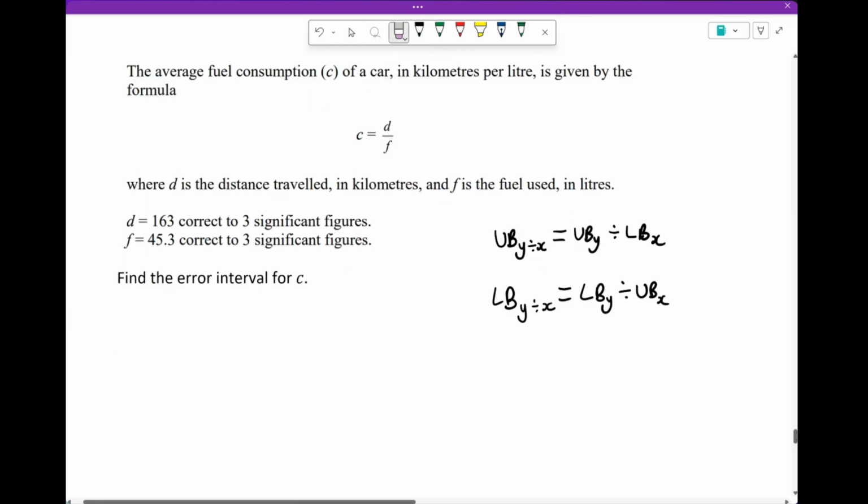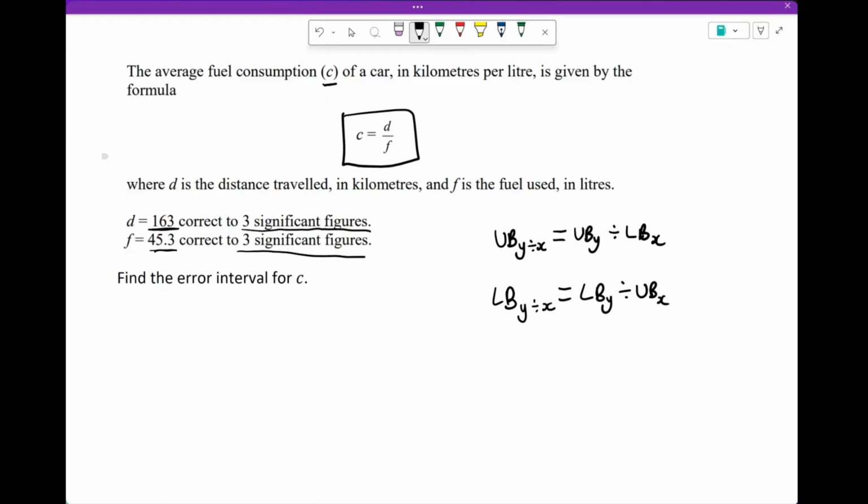So here's the question. It says the average fuel consumption, which they're calling C, of a car in kilometers per litre is given by this formula here. And you can see that C is equal to D divided by F. So we have a division calculation for C. And it says that D is the distance travelled in kilometers and F is the fuel used in litres. Then they tell us that D is equal to 163, correct to three significant figures, and then F is equal to 45.3, correct to three significant figures.